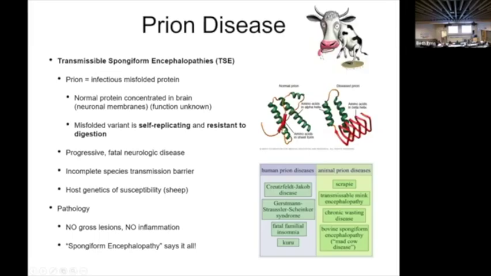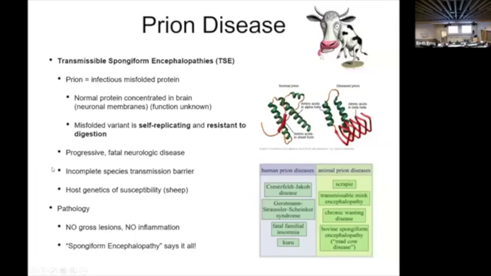So the normal protein is here. You have these alpha helices, and then a misfolded version of this would occur in a beta sheet, which is important because this form is poorly digestible or indigestible. This is the same thing as amyloid plaques in Alzheimer's. That form in the brain is also a beta sheet. It's not a prion, it's a beta folded protein, so it's not digestible. Other issues with the prion misfolded variant is that it is self-replicating, so it can actually cause misfolding of normal versions of the prion protein that it comes into contact with, and it's resistant to digestion because of this form.